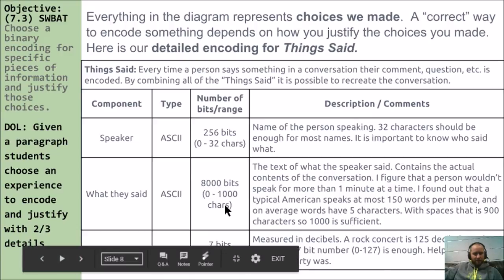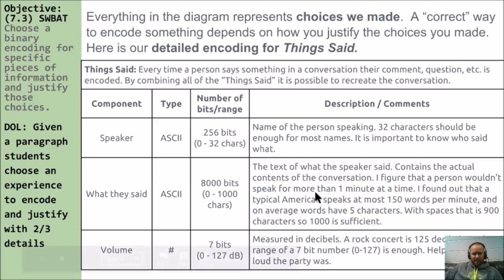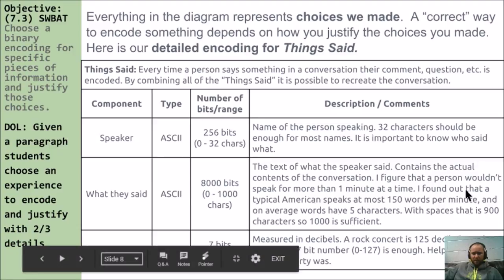We got to cap it off. That's a very important concept in computing. You definitely want to put limits onto things, or else you can have some major problems. The text of what the speaker said contains the actual contents of the conversation. I figured that a person wouldn't speak for more than 1 minute at a time. I found that a typical American speaks at most 150 words per minute.